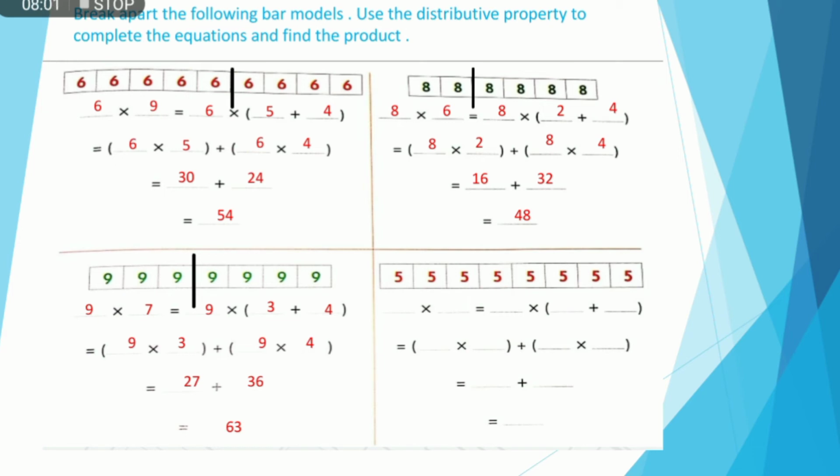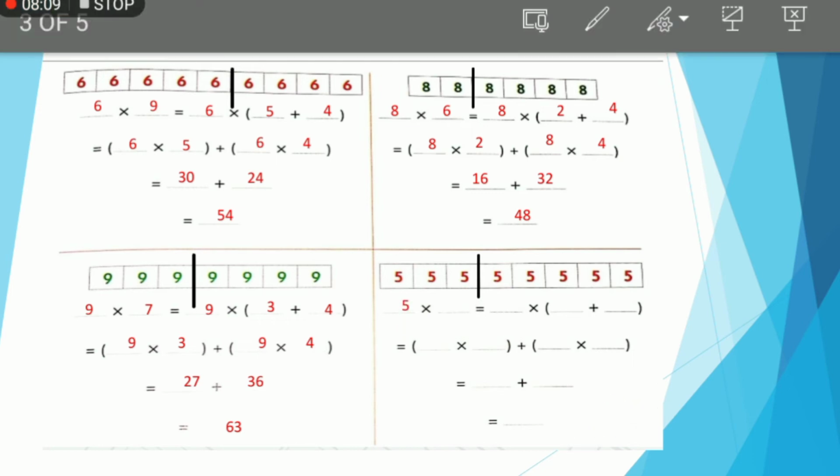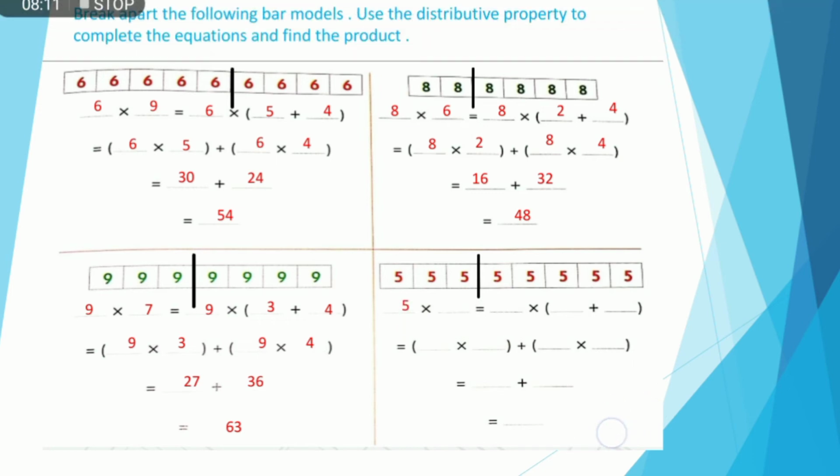The next one, this bar model. What is the number now? The number is 5. And the 5 is repeated how many times? Let's count with me. The 5 is repeated 8 times. The number in each row is constant, 5, then the row is 5 again.